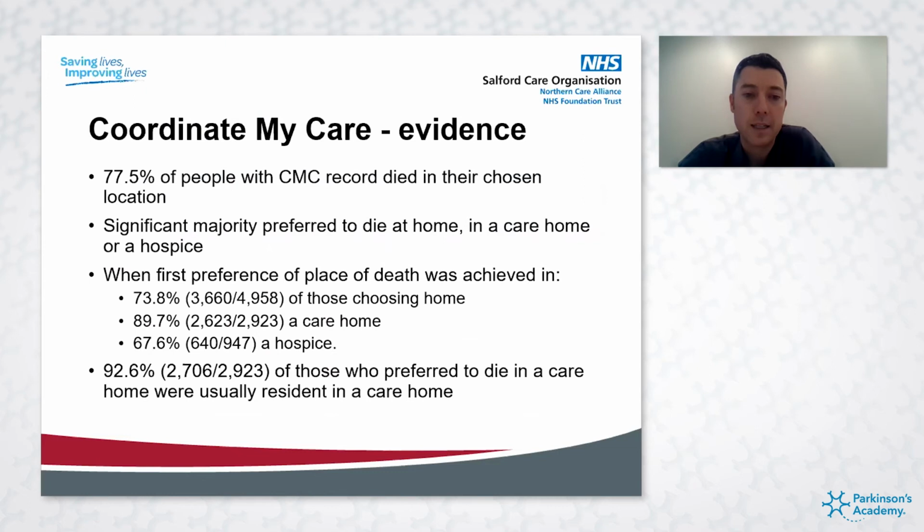When first preference of place of death was achieved, 74% of the time that happened when they chose home, nearly 90% when it was a care home, and then a smaller number, but still significant, in a hospice. And I wonder if some of that is in relation to being able to admit people in a timely way to hospice. Sometimes we can't always guarantee that we have a bed available when people are approaching the last days, although if that's their choice, obviously we would aim to facilitate that.